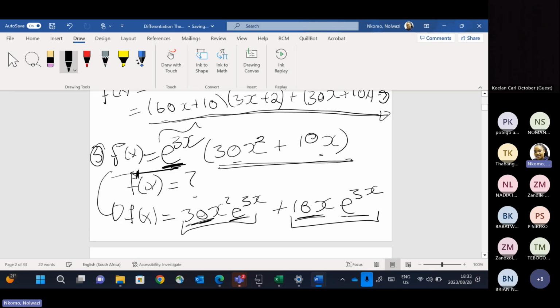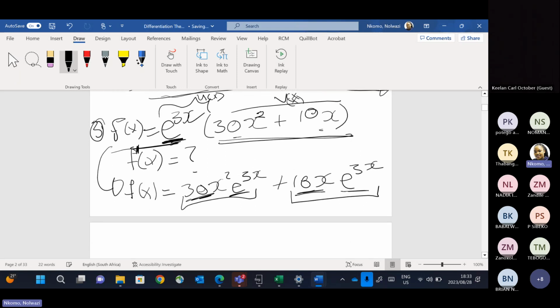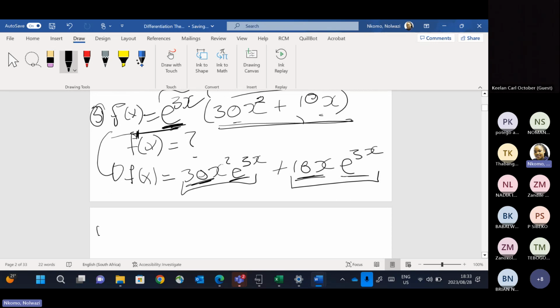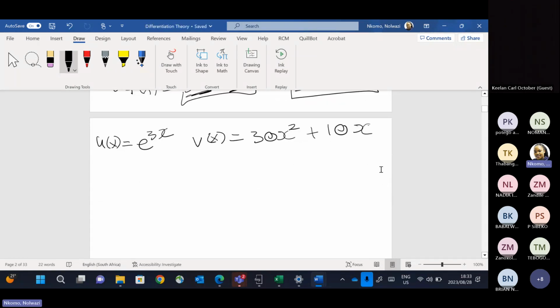So I can just let this be u at x and let this be v at x. If I do that, that means we have u at x equals e to the power 3x, and we have v at x equals 30x squared plus 10x. Okay, and we need u prime and v prime.